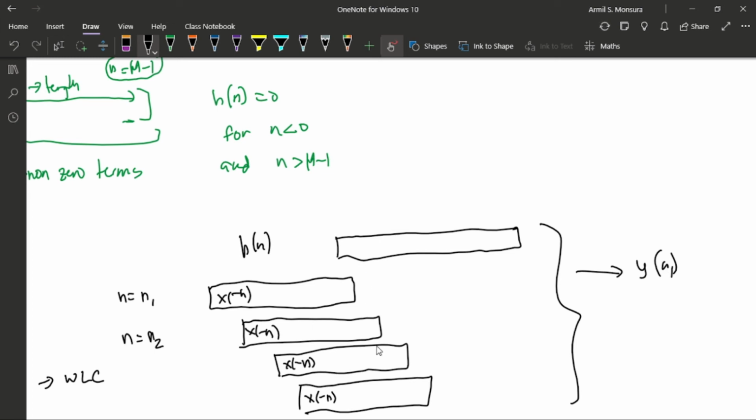Same thing here, bubuo tayo ng product sequence between hn and x of negative n shifted by n2. So the sum of the terms of the product sequence would be y of n2 and so on. So ma-generate natin si y of n here. Okay? So that's how we generate the output sequence using the convolution sum. Again, yung product sequence natin is the weighted linear combination.